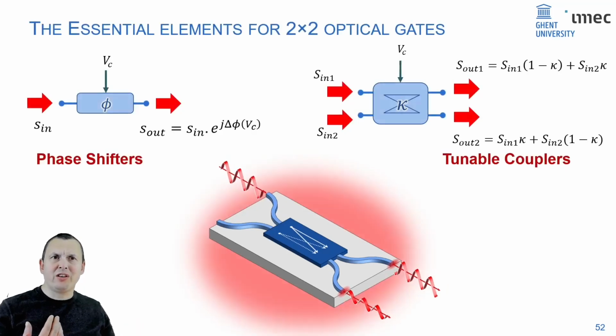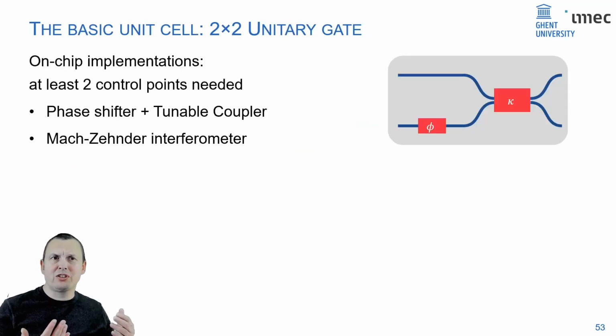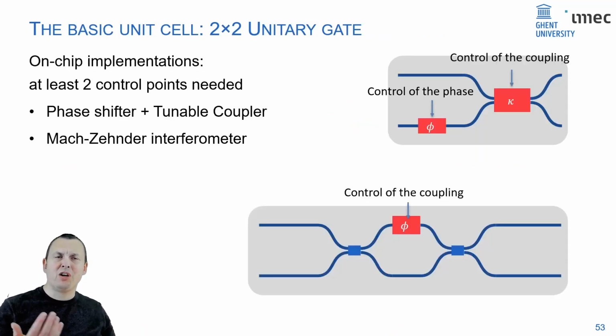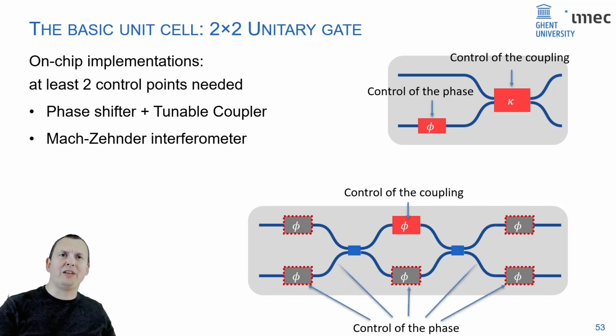And in practice, you can do it even with just phase shifters, because a tunable coupler can be implemented as a Mach-Zehnder interferometer with a phase shifter in there. And then you need a second phase shifter to basically control the relative phase.